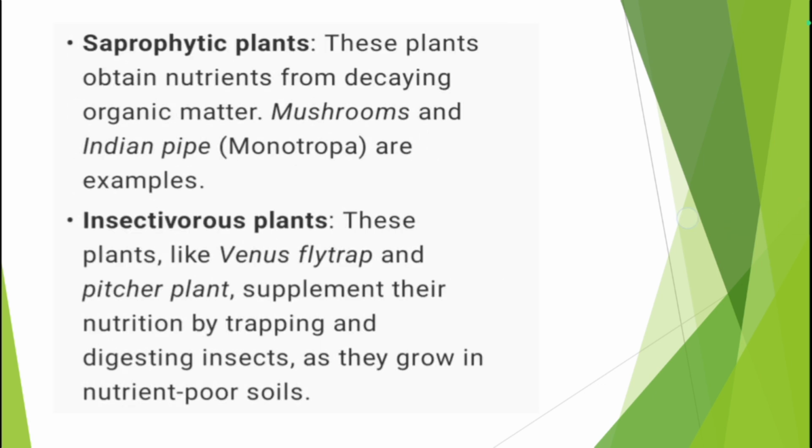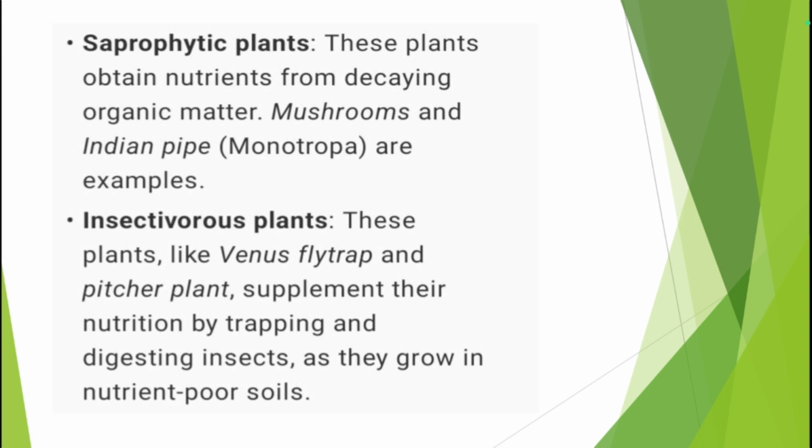Then, saprophytic plants. Now, what are saprophytic plants? They usually depend on dead and decaying matter of the environment. For example, here it is given, mushrooms. Mushrooms grow on dead and decaying matter. Have you ever noticed it?